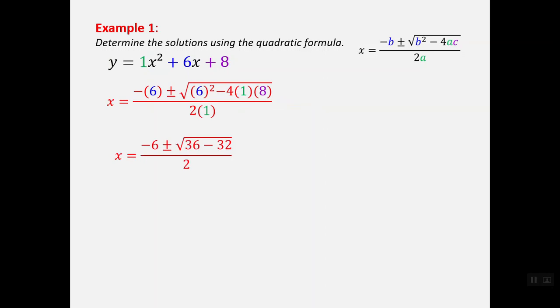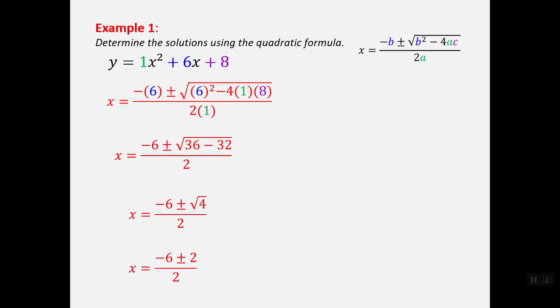The second step, we've got to take care of what's underneath that radical. So you can see 36 minus 32 is 4. So we write the whole thing over again, negative 6 plus or minus, change it to radical 4 over 2. Now I can simplify the square root of 4. The square root of 4 is 2 or negative 2. But because we've got that plus and minus in there, that's going to take care of our 2 variations in sign. So I'm just going to rewrite square root of 4 as 2. I'm going to write x equals negative 6 plus or minus 2 over 2.